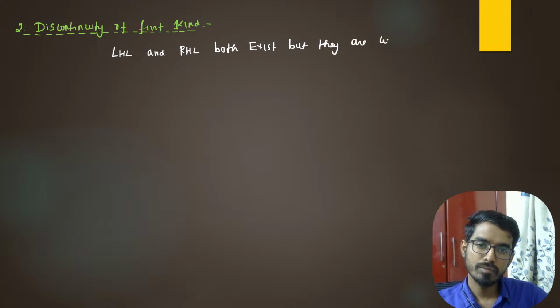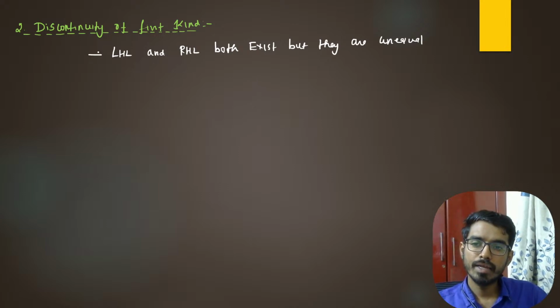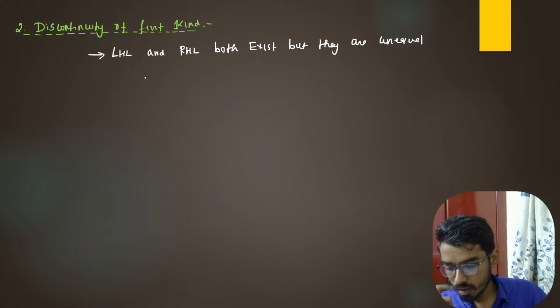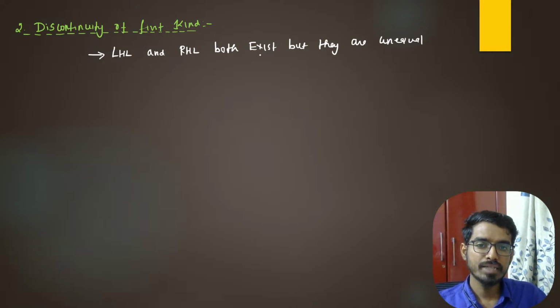But in discontinuity of first kind, limit x tends to a: LHL and RHL both exist, but they are unequal. Then f is said to have a discontinuity of first kind, right? We say it is a discontinuity of first kind. That is, LHL, RHL both exist, but they are unequal, right?